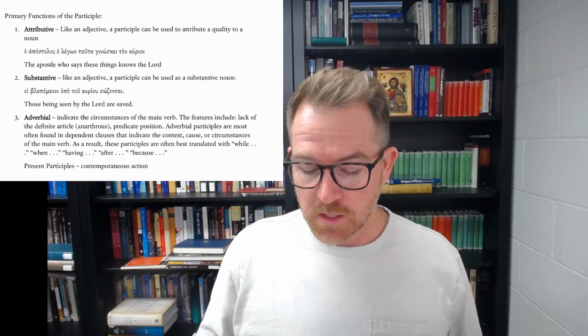I want to review quickly the primary functions of the participle. Now, these primary functions are not limited to the perfect or the aorist passive. The primary functions of the participle relate to all the forms of the participle. So, of course, we have the attributive participle, and this is when the participle, like an adjective, attributes a quality to a noun. So which apostle are we talking about? We're talking about the one who says these things, that knows the Lord. That's the apostle that we're talking about, the one who says these things.